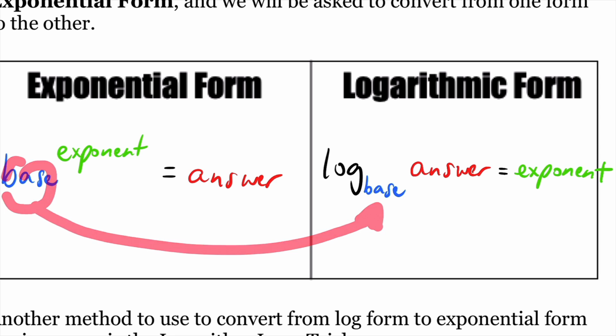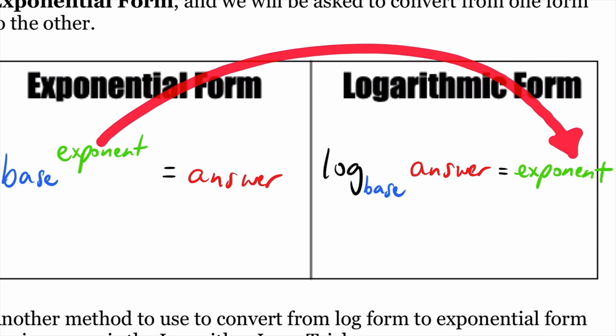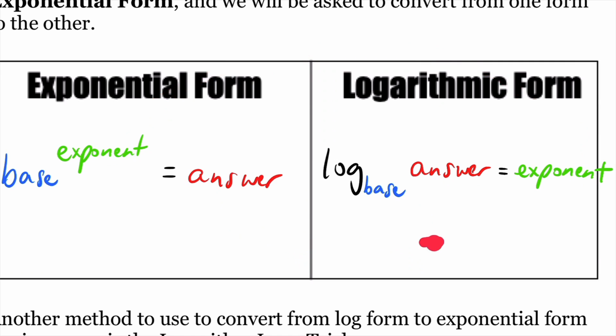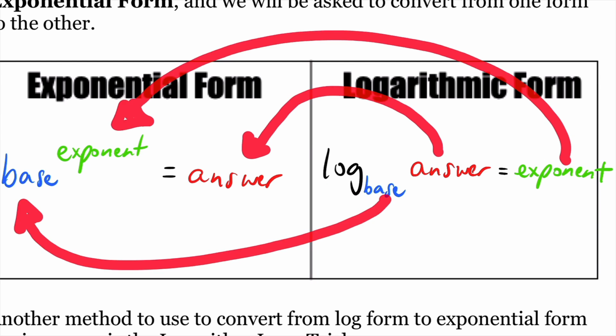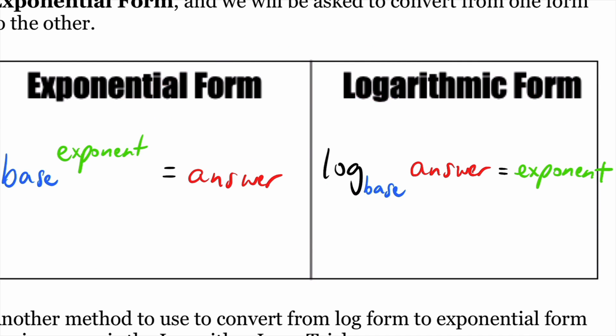Whatever the number was here, it goes there. The exponent goes here, and the answer goes here. We're mainly going to go this way today. So the base goes from here to there, the answer goes from here to there, and the exponent goes from here to there. Okay? That's mainly what we're going to focus on today.